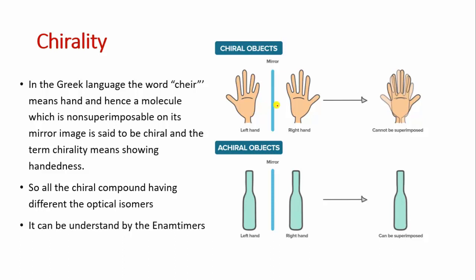In this figure, you can see our left and right hands are mirror images of each other. But this left and right hand do not superimpose on each other. In this other object, a bottle, it is a mirror image of itself, but it can superimpose. So it is achiral and the hand is chiral.